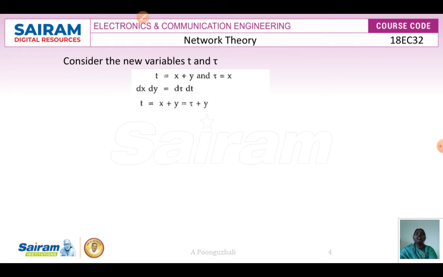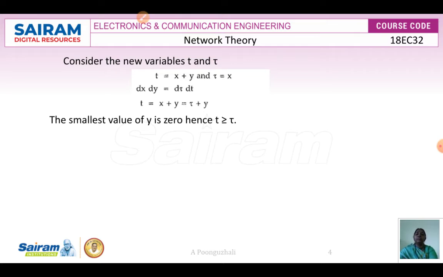So here t is equal to x plus y, so y is nothing but t minus tau. So now what we are going to do? The smallest value of y is going to be 0 because the limit is from 0 to infinity. So in that case, the smallest value of y is 0, which means that t should be greater than or equal to tau, that is t is equal to tau.